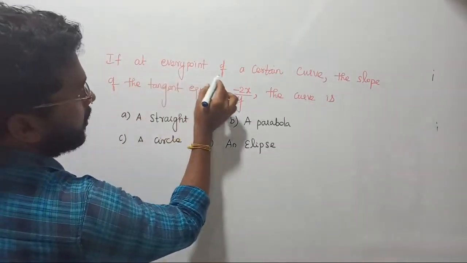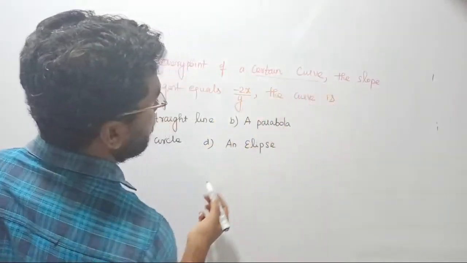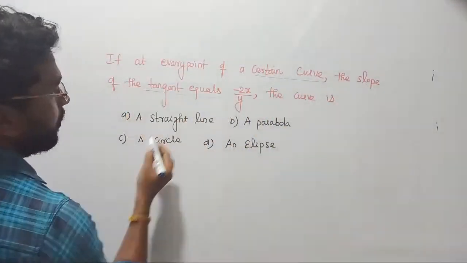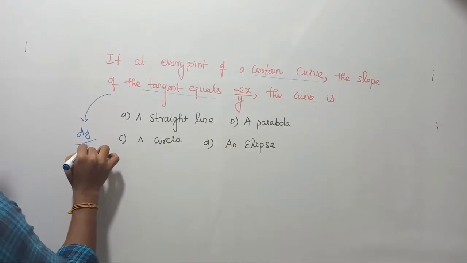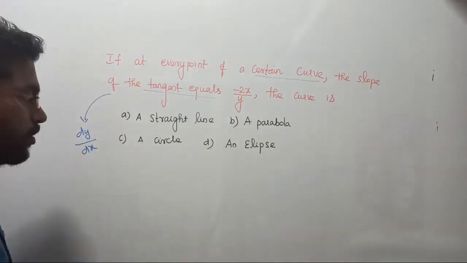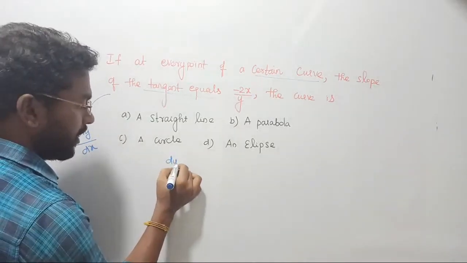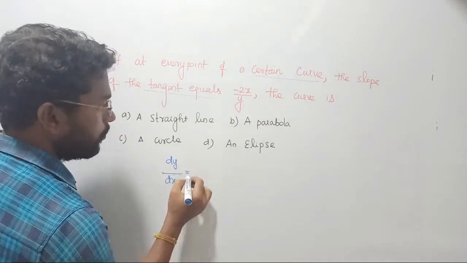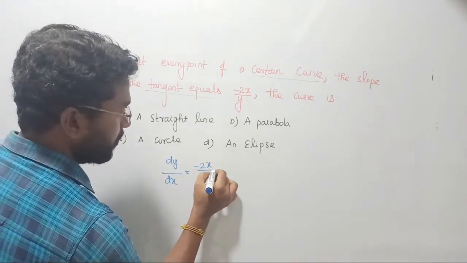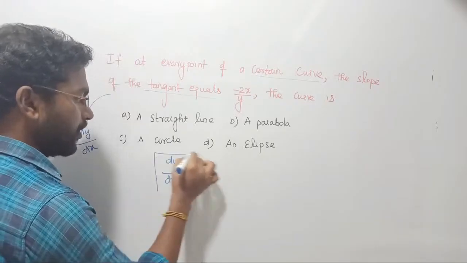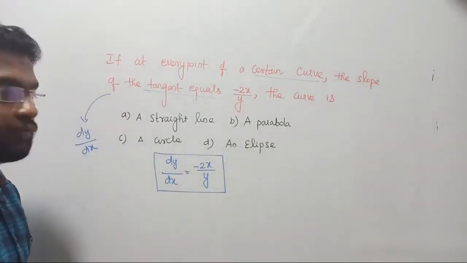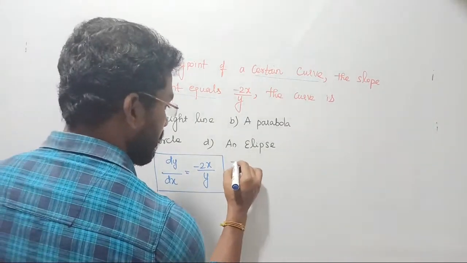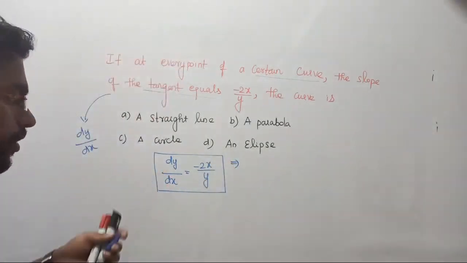If at every point of a certain curve, the slope of the tangent, meaning it denotes the slope of the tangent, in the sense slope dy by dx, right? So given it is the slope of the tangent, dy by dx should be equal to minus 2x upon y. That is the given slope of the tangent, right? Then the curve is what? Just apply the method in order to get the equation. It is in the form of differential, right?